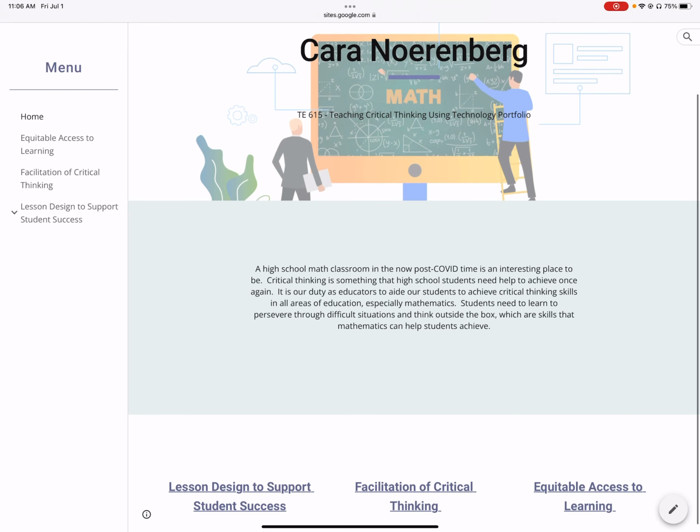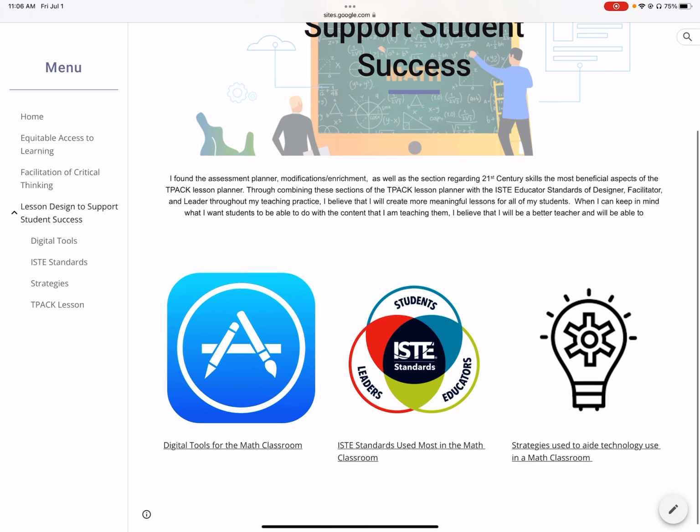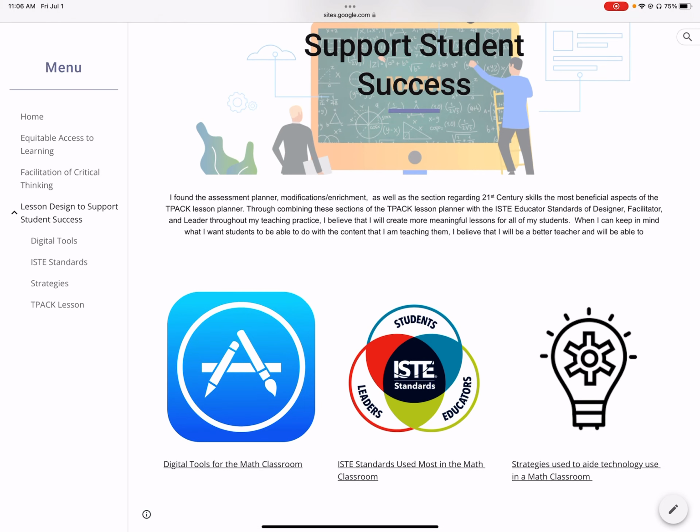Starting with lesson design to support student success, as we click through that, we can see that I have a little statement about my TPACK lesson plan. And then from there, underneath, there are 3 linked pages, one about digital tools that I use in my classroom, a couple ISTE standards that I think are really important in a math classroom, and then strategies to aid my technology use in a math classroom.